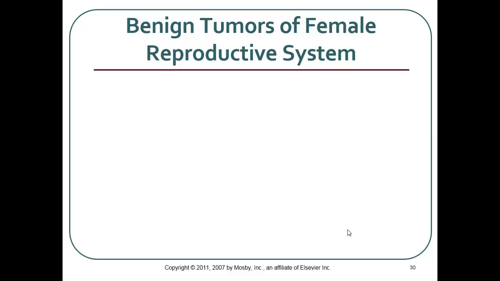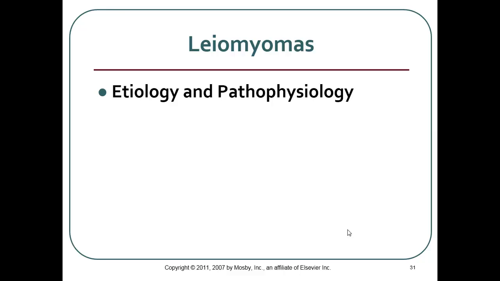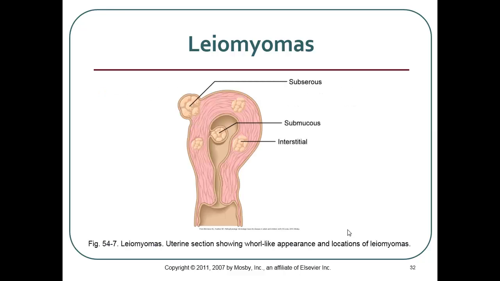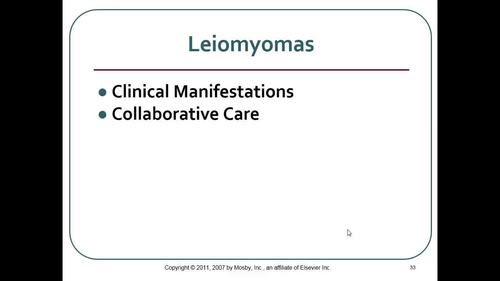So, tumors, benign tumors. Leiomyomas, these are uterine fibroids. So some of the symptoms, a lot of times the women are asymptomatic, but if they do have symptoms, it could be pain, pressure, increased bleeding. So treatment for this, when they have the heavy bleeding or they become anemic, they have to do surgery.